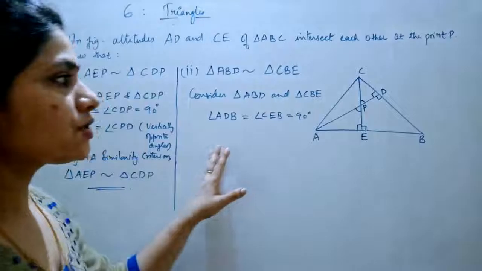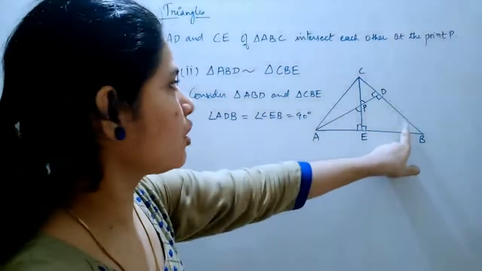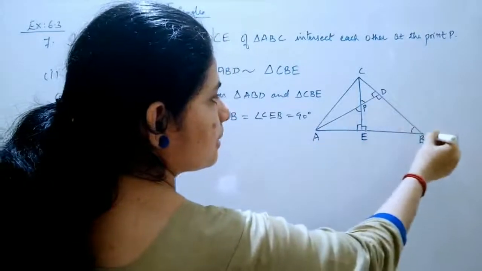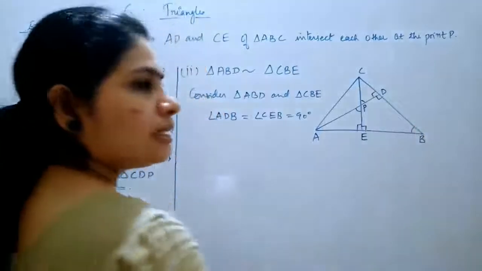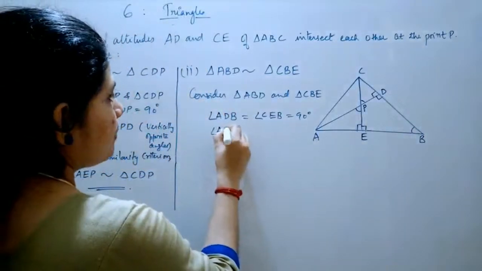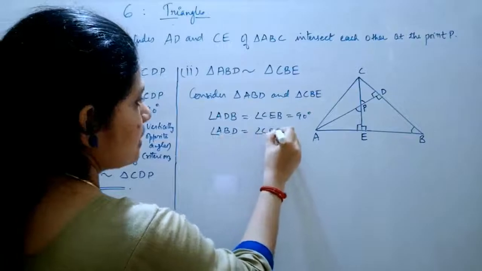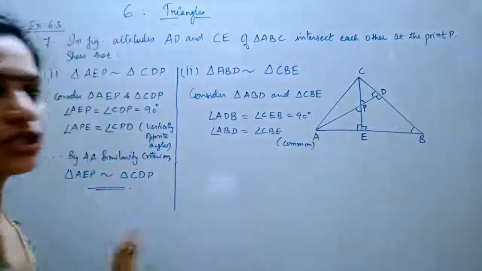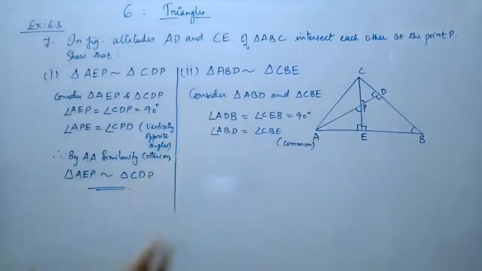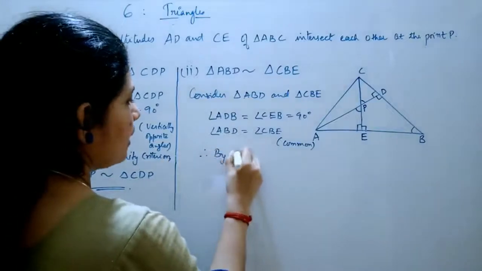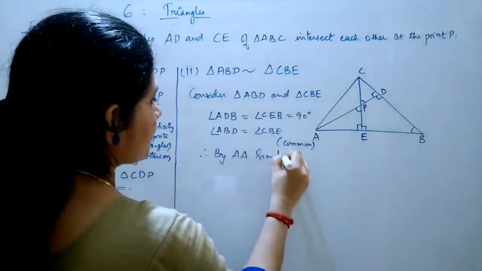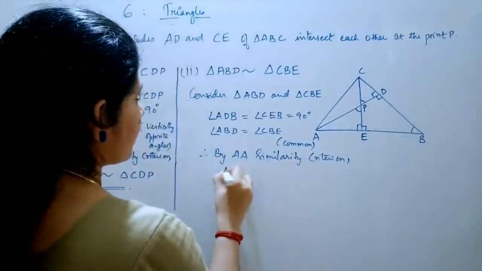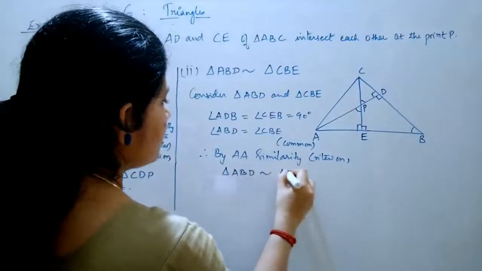And the other concept which you will get is, you can just see that this angle B is common to both. Angle ABD here and angle CBE will also give you the same angle B. So you can write angle ABD is equal to angle CBE. The reason is common angle. So again you got two angles to be equal. So you can say, therefore by AA similarity, angle similarity criterion, triangle ABD is similar to triangle CBE.